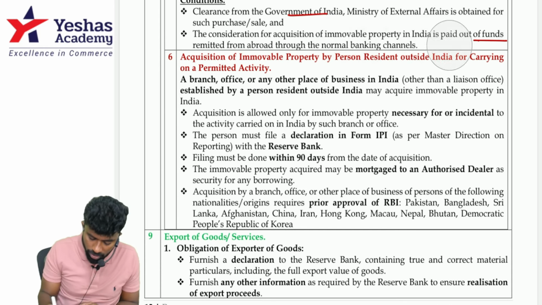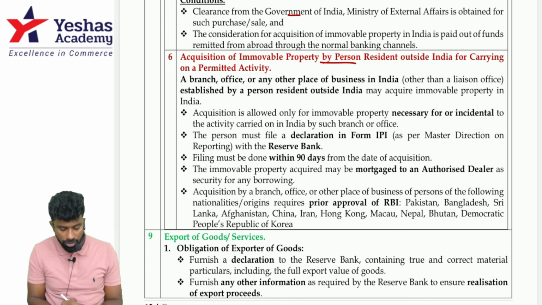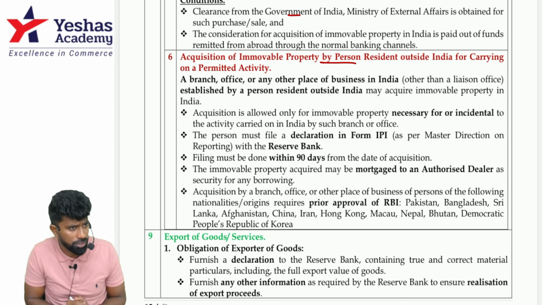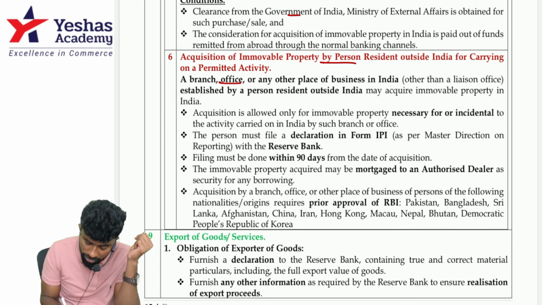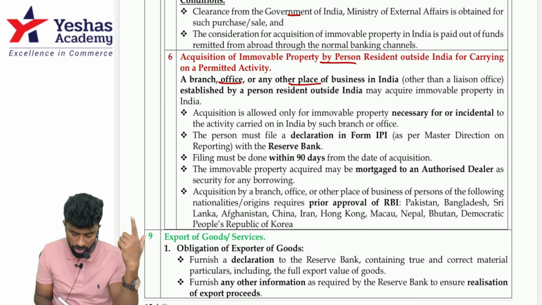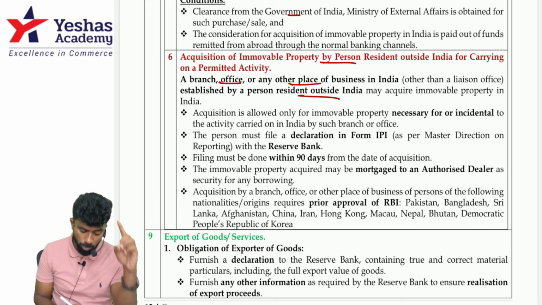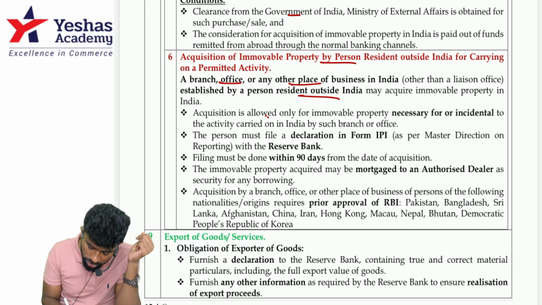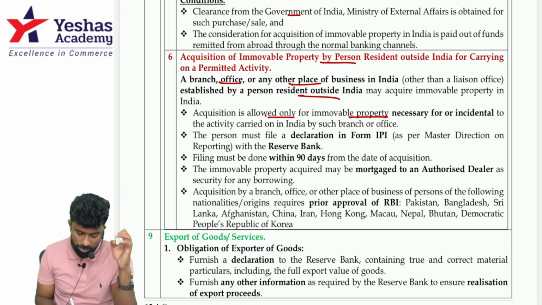Sixth one. Acquisition of immovable property by a person resident outside India for carrying on a permitted activity. What activity? Like if you want to have a branch office or marketing office, to acquire a property for that, is it allowed or not allowed? Allowed. A branch or office or any other place of business in India established by a person resident outside India may acquire immovable property in India. Acquisition is allowed only for immovable property necessary for that purpose.